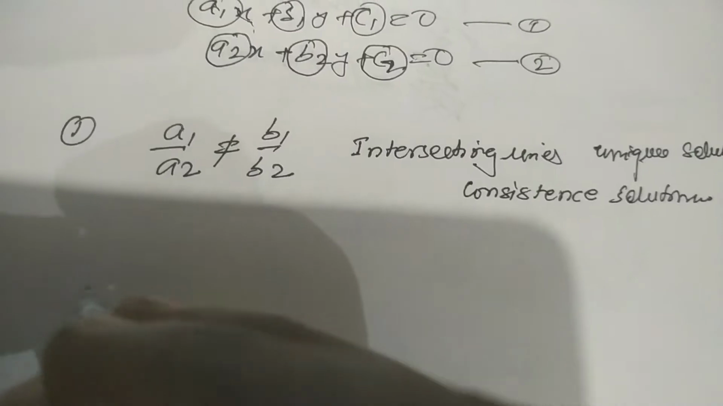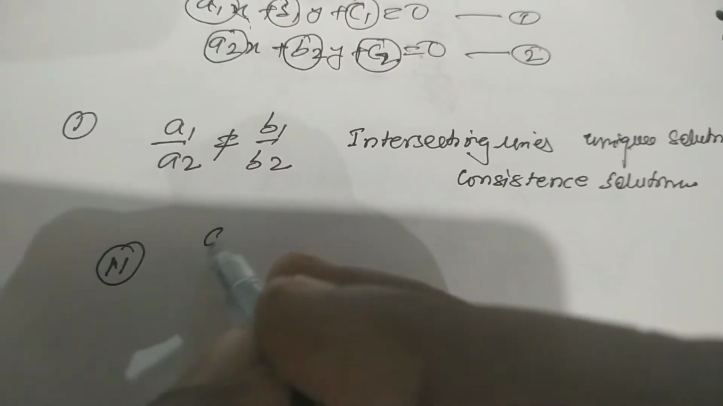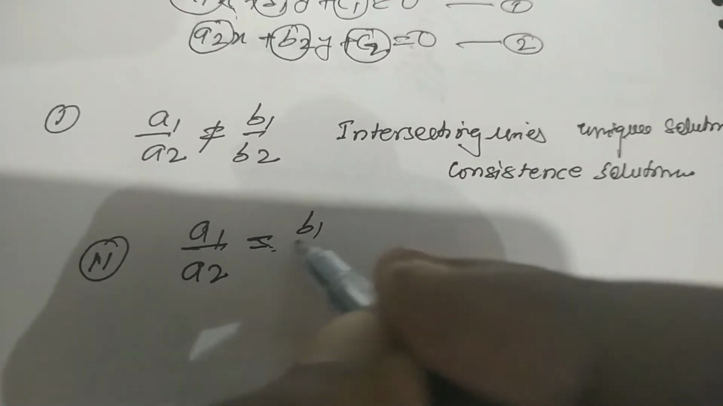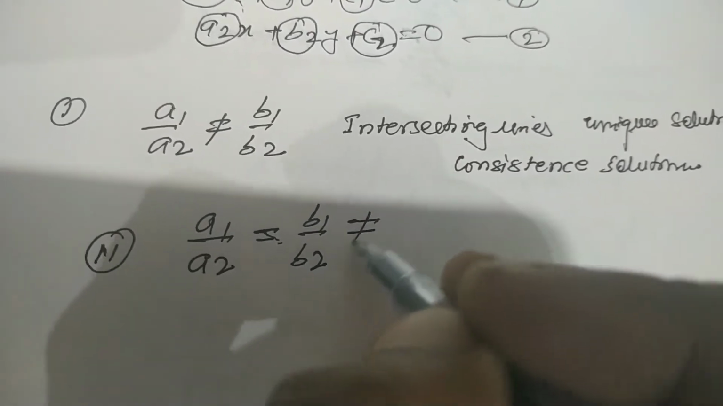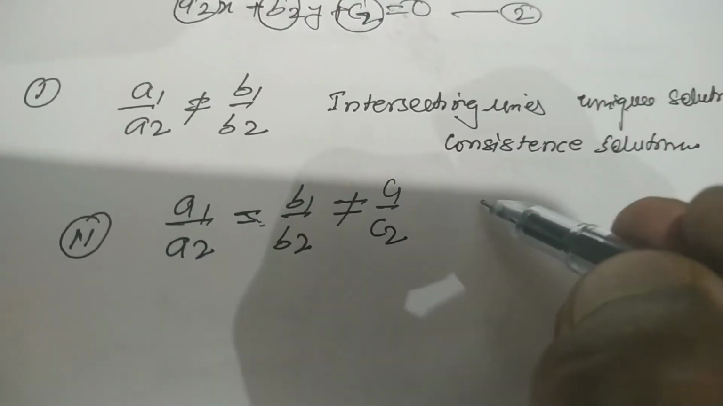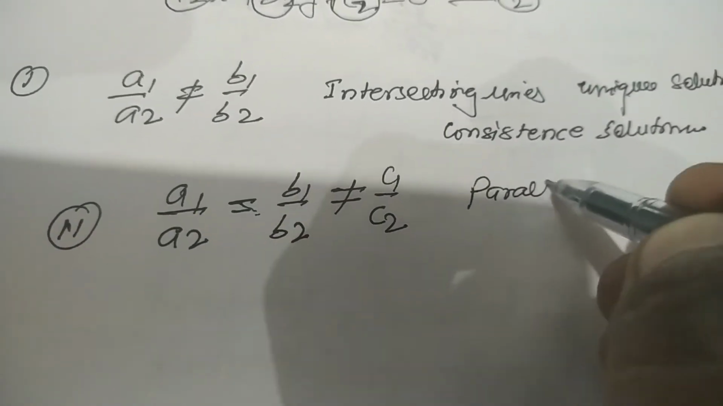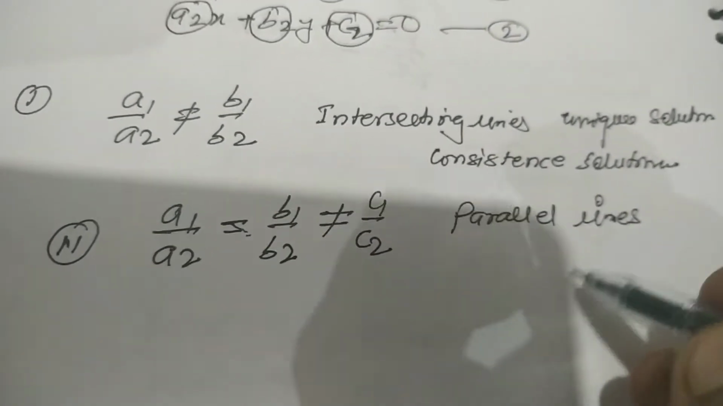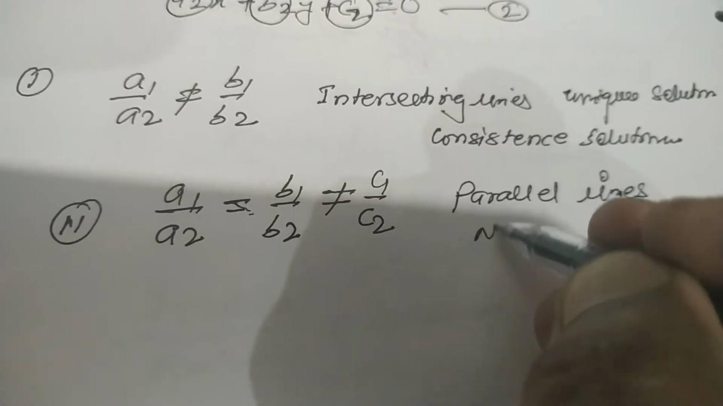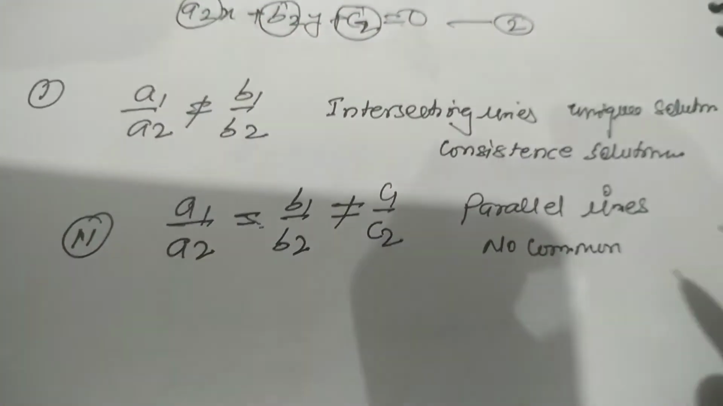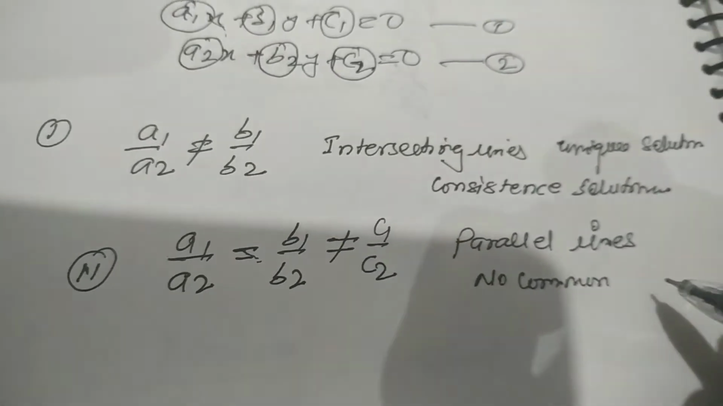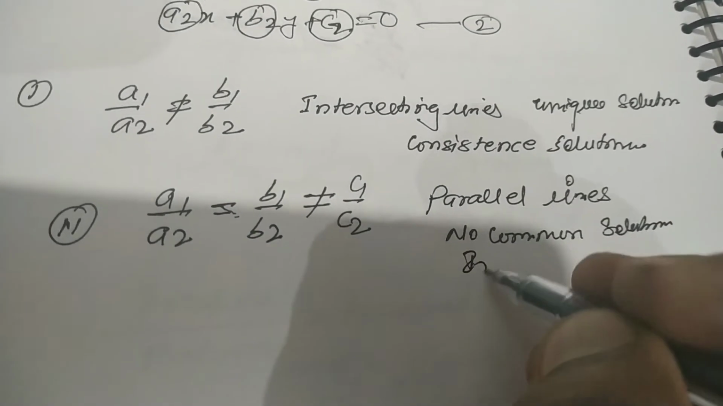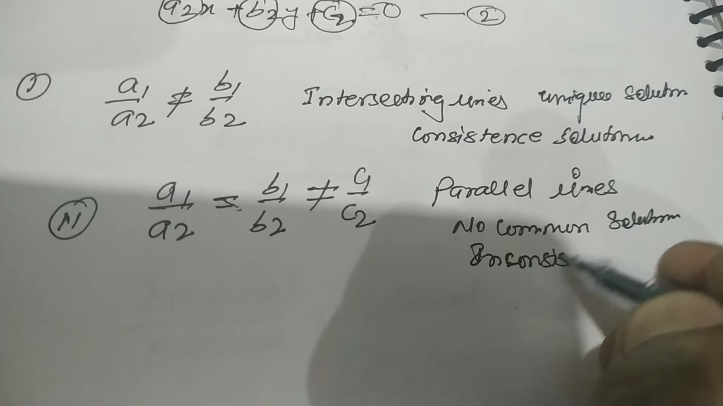Case number 2: when a1/a2 is equal to b1/b2 but not equal to c1/c2, then these two lines are parallel. These lines are called parallel lines, and there is no common solution. A common solution means a solution which satisfies both the equations. With no common solution, such a system is called inconsistent.